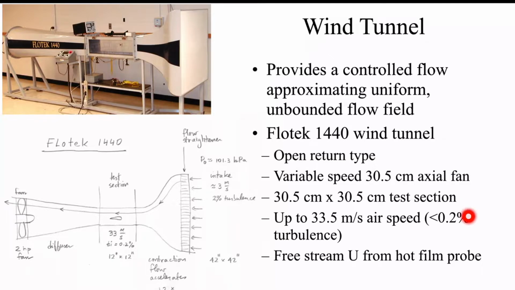We can get up to 33.5 meters per second airspeed with a turbulence level of less than 1/5 of 1%. So that's really good. And you can measure how fast the flow is going through the test section by a hot wire film probe that we've placed in the test section. So you can use the controls over here to set the speed of the airflow in the wind tunnel.